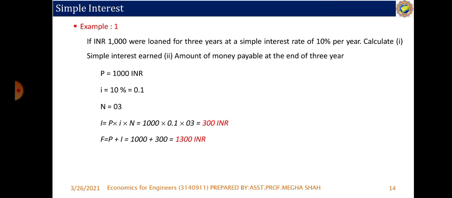And what is our capital P? That is 1000 rupees. So the principal amount is 1000 rupees plus 300. So we are getting 1300 rupees. So at the end of 3 years, we have to pay 1300 rupees to the market or borrower.